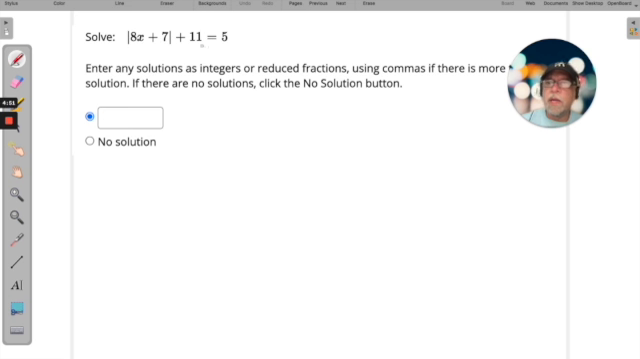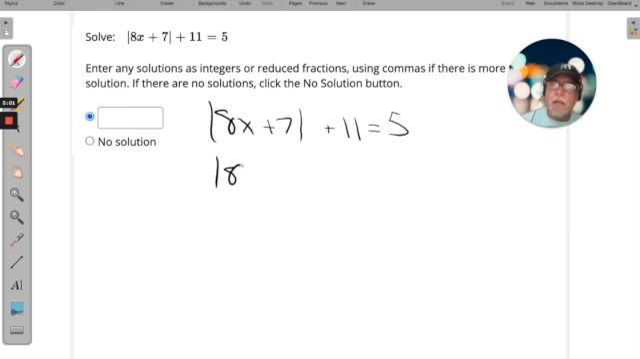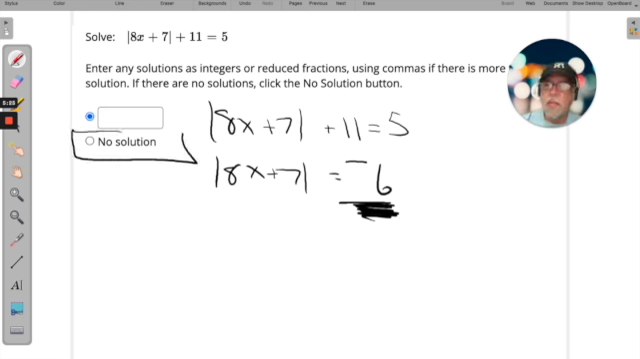All right, so remember, you gotta get rid of anything not in absolute value form first. So the absolute value of 8x plus 7, plus 11, equals 5. The absolute value of 8x plus 7 is equal to negative 6, if I'm not mistaken. 5 minus 11. And right here, this is the thing I told you to watch out for. There is no situation where you're going to get a negative number with an absolute value. Right? Absolute value of anything is going to be positive. So the answer for this one is immediately no solution. Don't even wait. It's going to be correct.